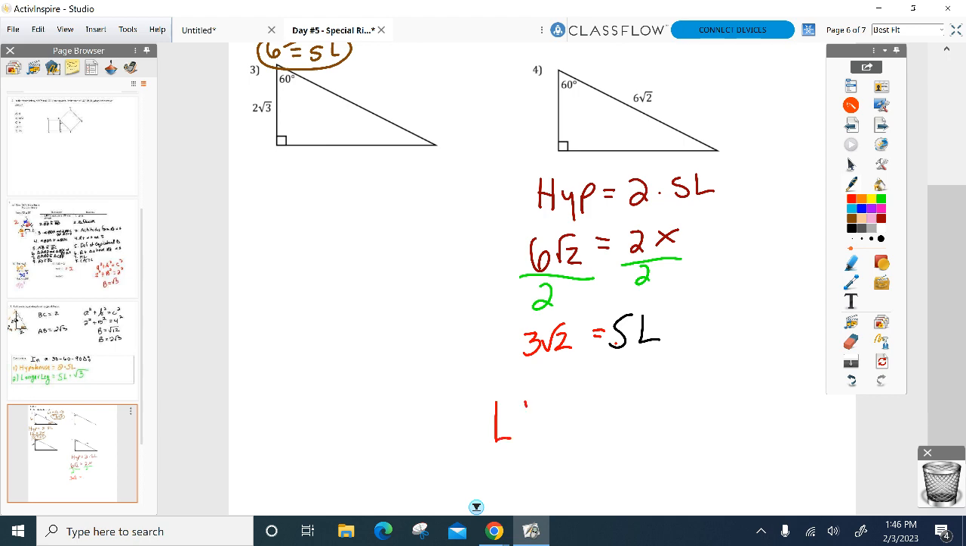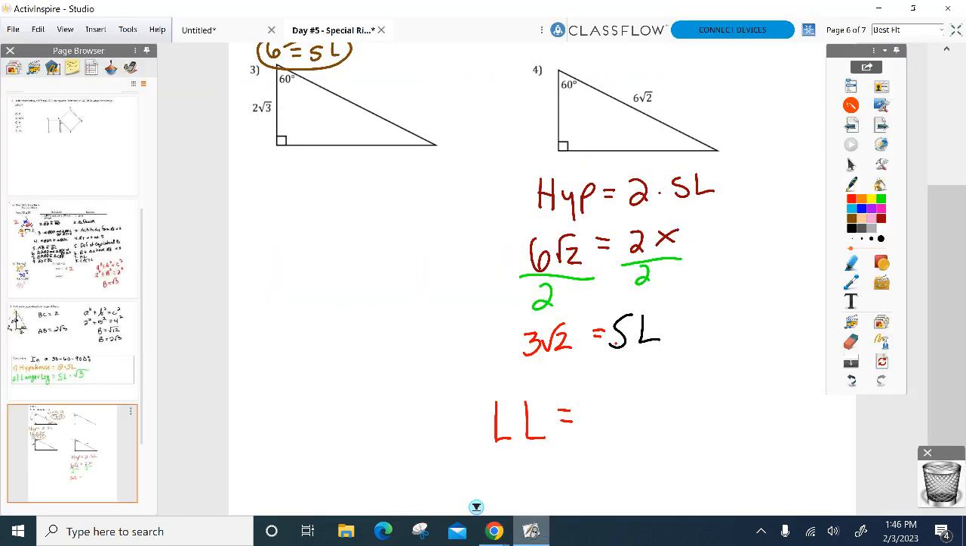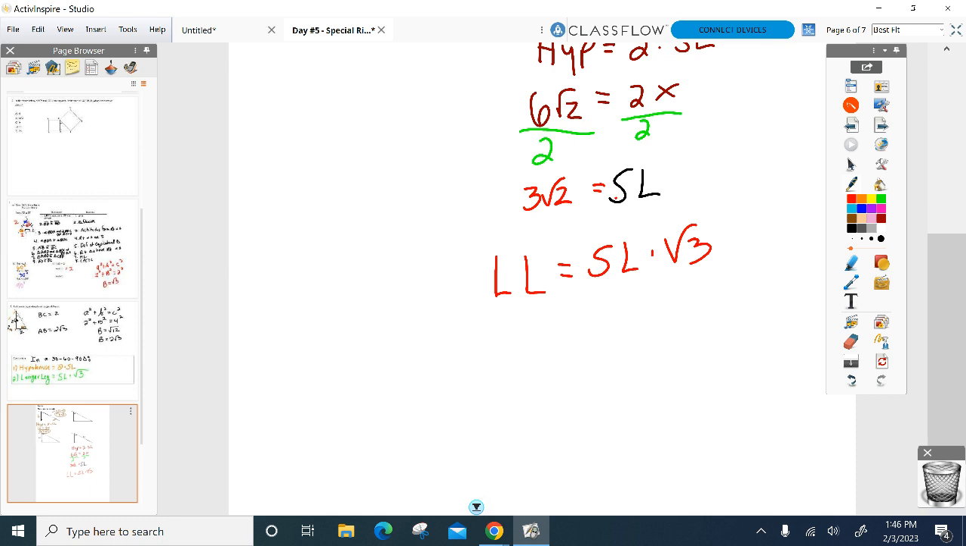And now how about the longer leg? Help me find the longer leg. What's the rule to find the longer leg, everybody? Shorter leg times radical 3. Yep. All right, here we go. I picked this one on purpose to do with you because of the multiplying of radicals. Shorter leg, 3 radical 2, just found it, times square root of 3.